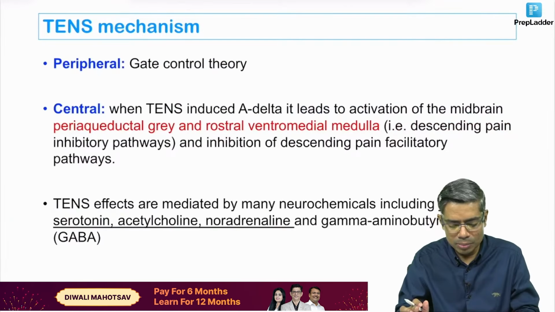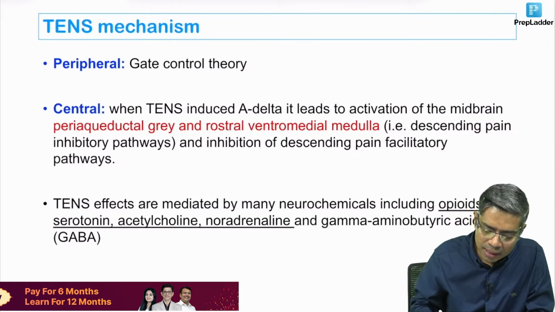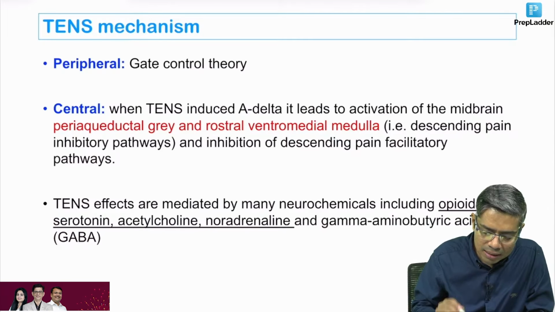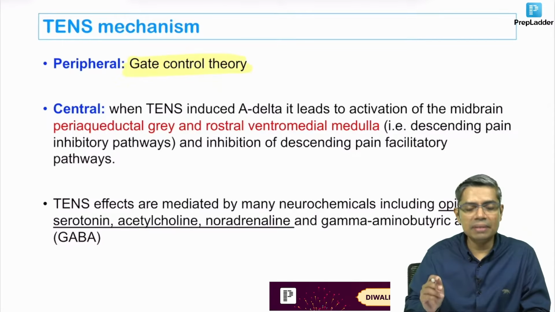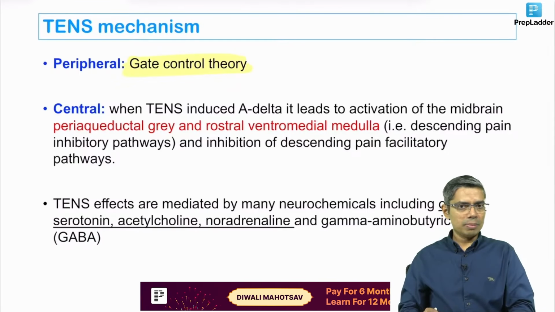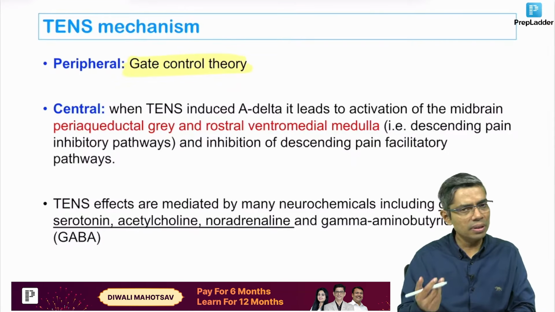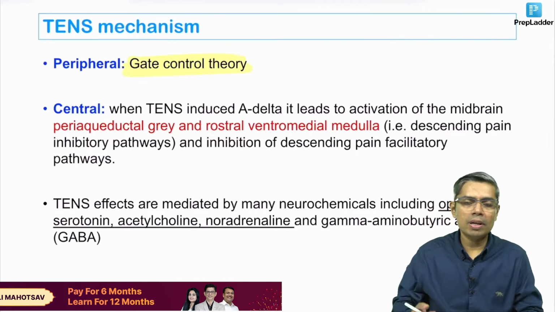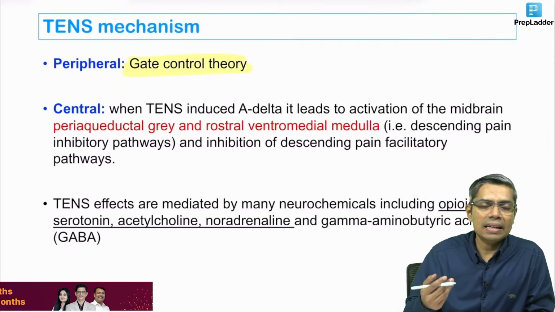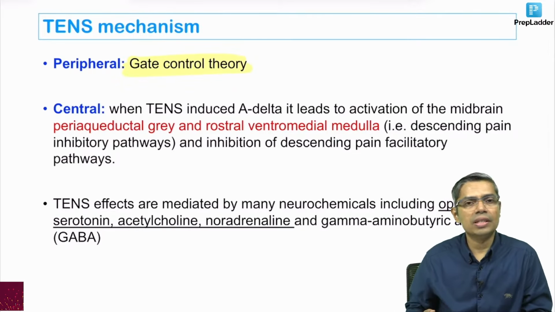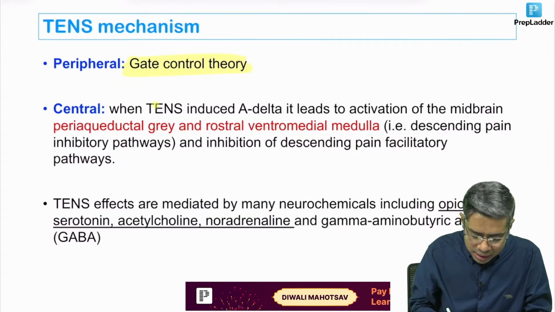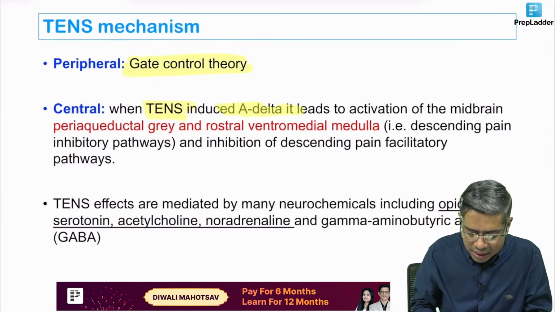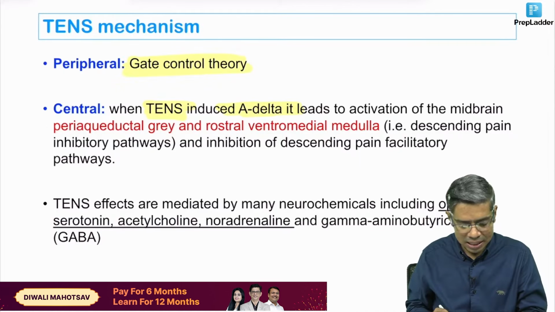Even if you don't remember many things, just remember that the main mechanism of transcutaneous electrical nerve stimulation is a peripheral mechanism, that is the gate control theory mechanism. But if the question is more difficult, they will ask you what additional mechanism can be done by TENS, transcutaneous electrical nerve stimulation. So additionally, whenever the TENS intensity is increased, the A delta fiber will also be activated.